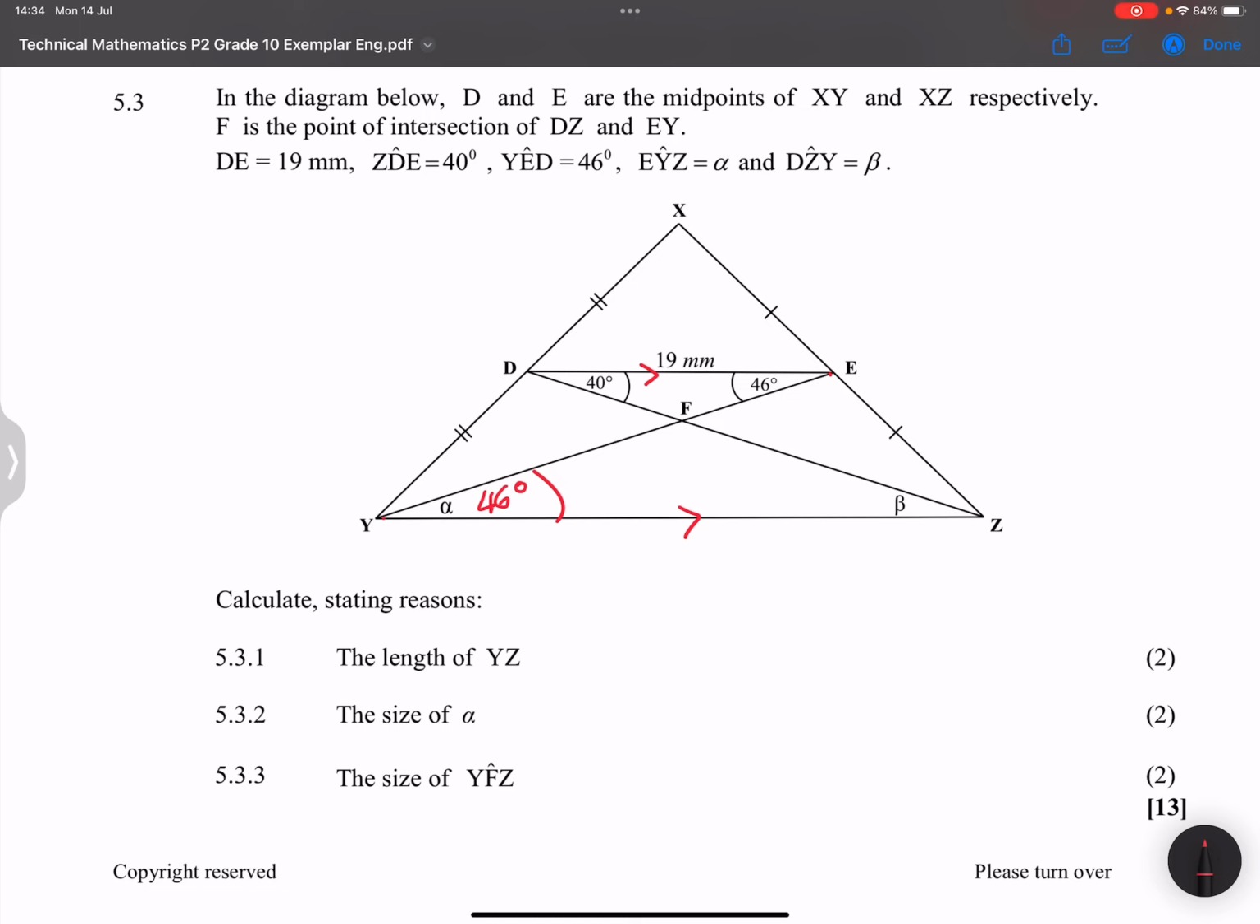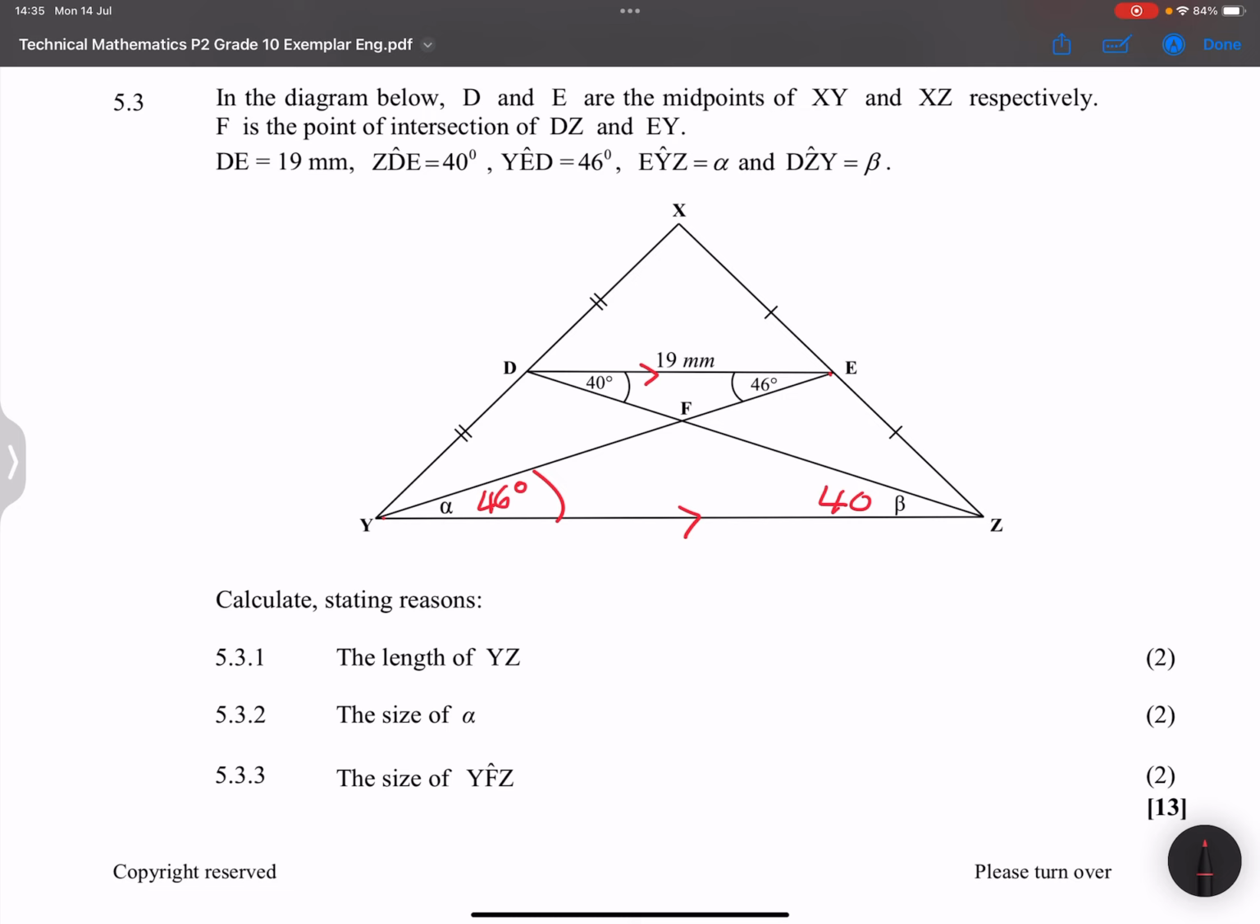I know that we haven't started answering the questions. Why is that? Because those would be alternate angles. And then again, if I look at beta, there's our set of alternate angles again. So in that case, beta would be equal to 40 degrees. It already tells you that those are similar triangles, that is DFE as well as YFZ. Now they say to us, calculate, stating reasons, the length of YZ.